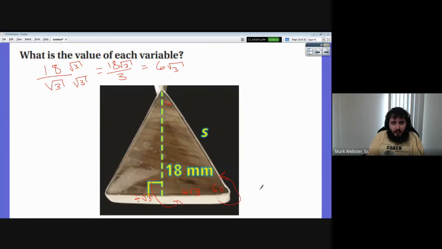And from here now, going from the small one to the hypotenuse, we multiply by 2. Well, what's 6 times 2? And then that radical 3 is still there as well. And there we go.